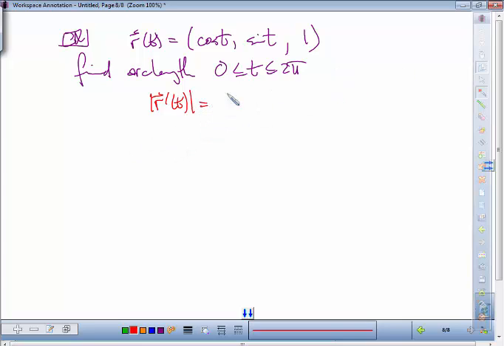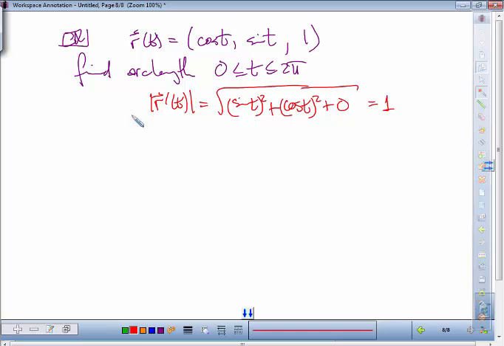So the derivative of cosine is negative sine, but you're going to square it anyways. The derivative of sine is cosine, and then you'll square that. The derivative of 1 is 0. And so this is sine squared plus cosine squared, which is just 1, and the square root of 1 is just 1. See? Nice function. Helix.